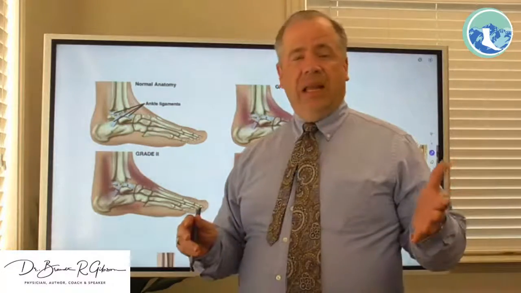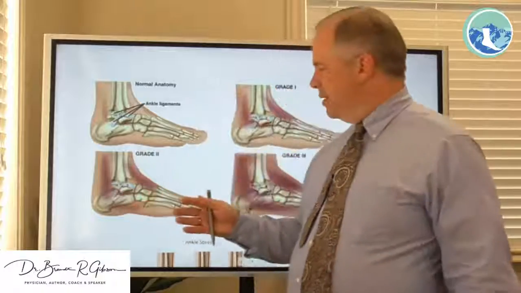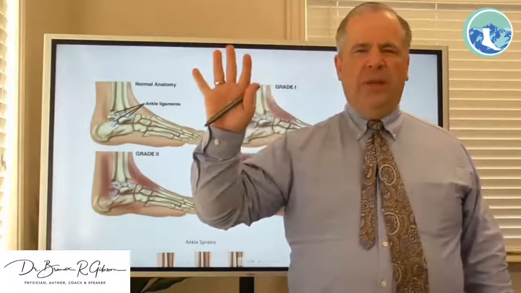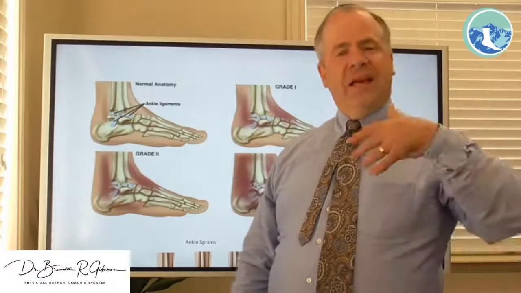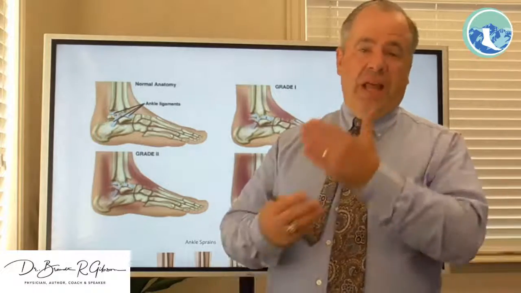On the outside of the ankle, on the inside of the ankle, you've got a huge ligament called the deltoid ligament. It just covers the whole area there. So it's a lot harder to sprain the inside of the ankle than the outside of the ankle. So that's the normal anatomy.